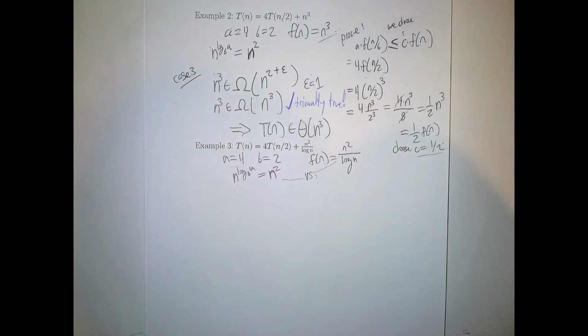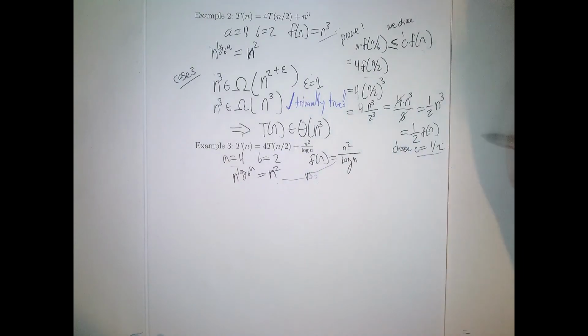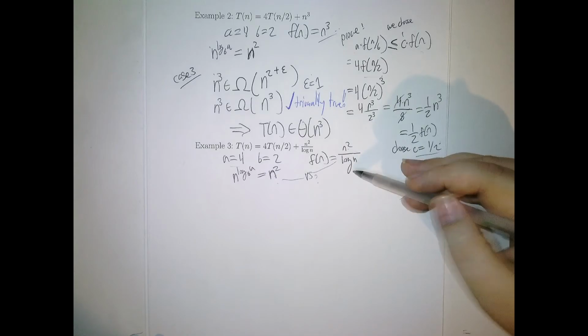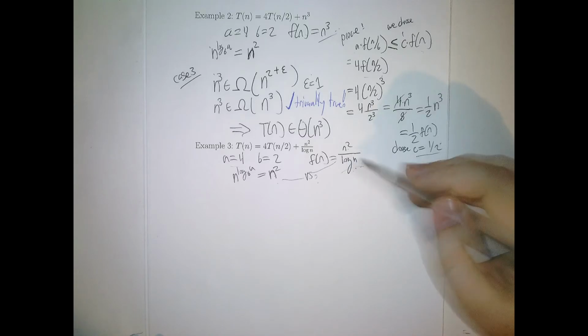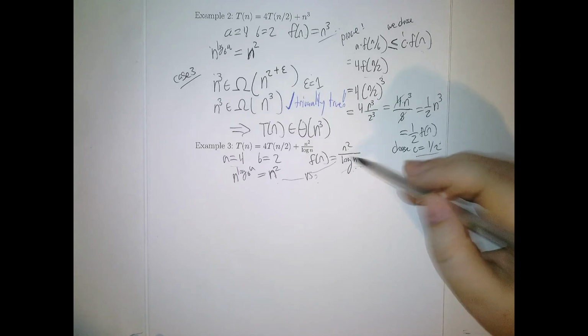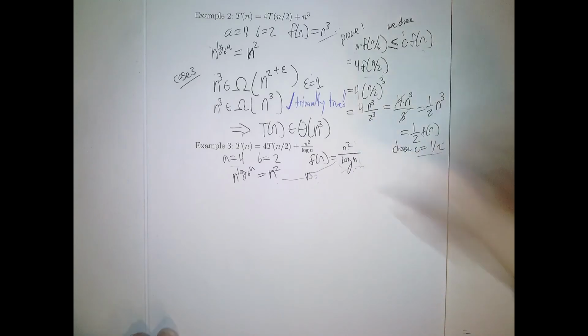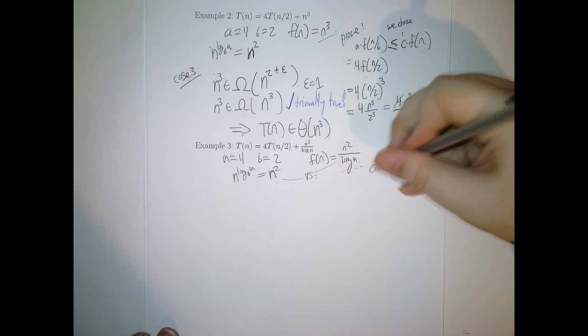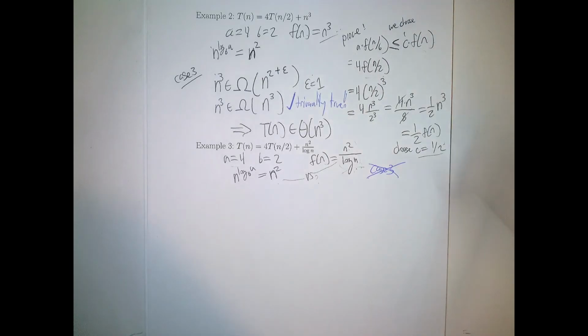Which of these is faster growing, or are they the same? Well, n squared is definitely faster than n squared over log n, right? Just thinking about it, that log n is going to be a positive number bigger than 1 once n gets big enough, so this is going to be shrinking this. So I think non-controversially, I can immediately say this is not case 3, just because this one is growing, if anything, slower.